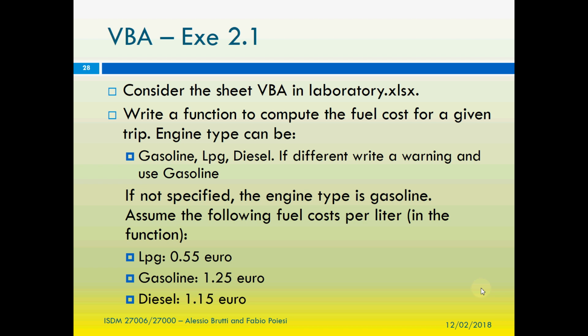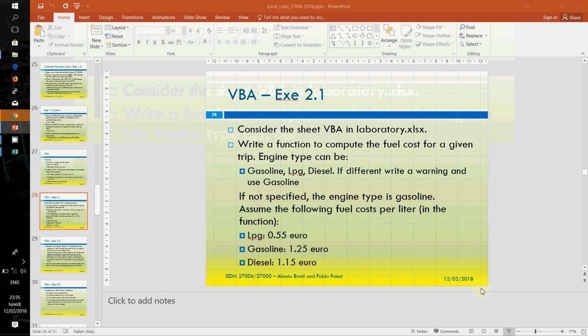You assume the following fuel costs within the function. LPG is 55 cents per liter, gasoline €1.25 per liter, and diesel €1.15 per liter. So in the function, we have to check the engine type. Given the engine type, we derive the fuel price. And then with fuel price, kilometers, and consumption, we can compute the fuel cost.